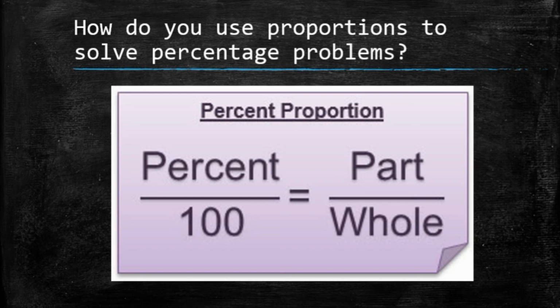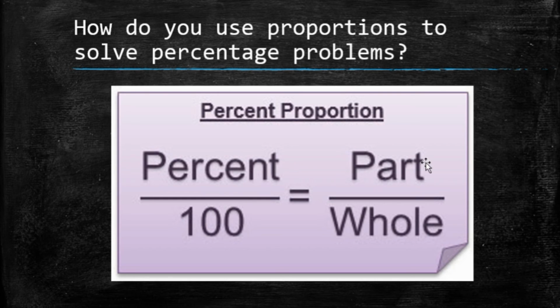So, how do you use proportions to solve percentage problems? You can see that this is a proportion, somewhat looking like what you're used to. You've got your fraction bars here that you're used to. And here you have the percentage over 100, and then you have a part over whole. This is a really, really easy way to solve percentage problems. Your percent always goes on the top, on the left side. The number 100 will always go on the bottom, on the left side.